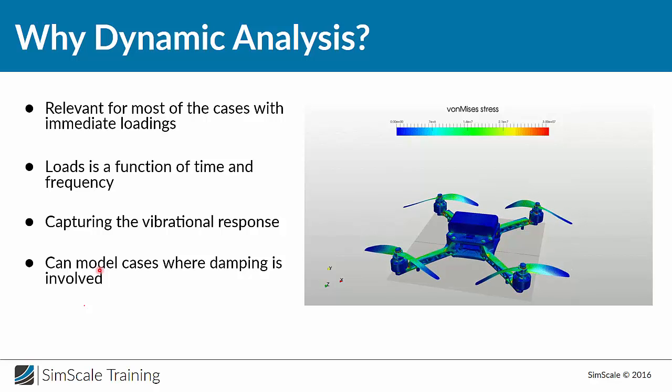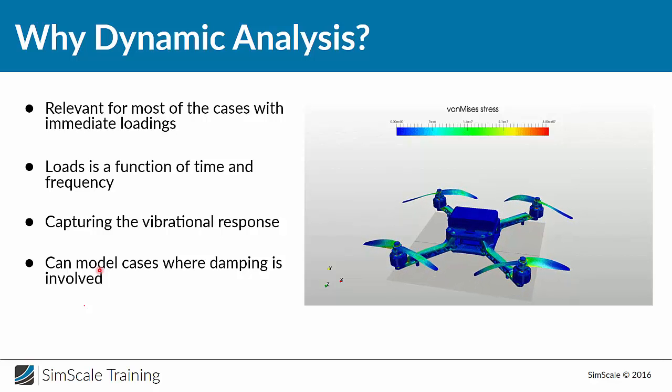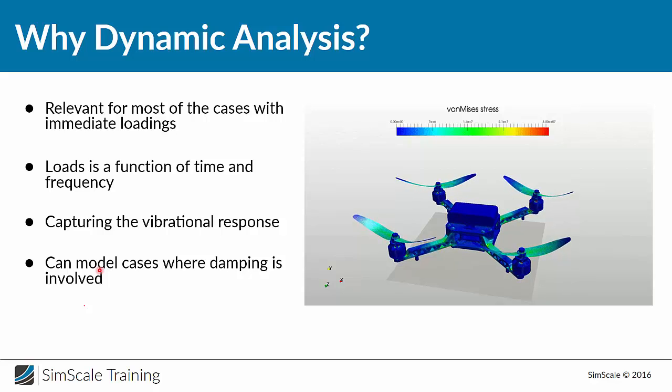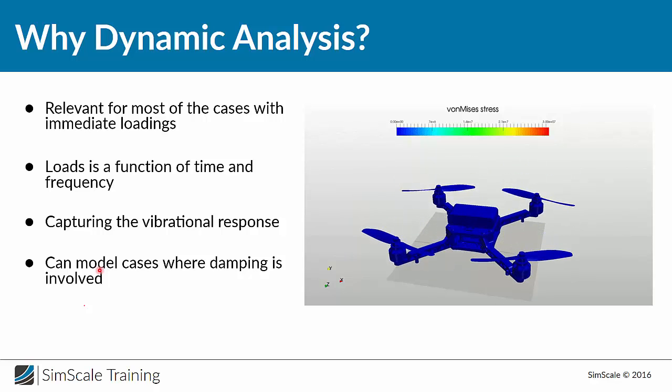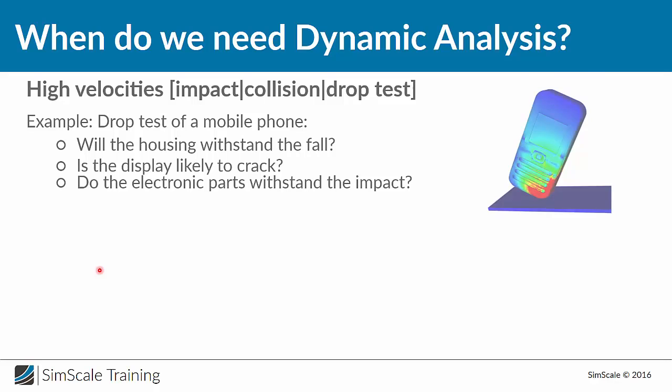And in the end, what is common to all dynamic analysis types is that we have model cases where damping is involved as well as inertial effects. And just to give you some examples, when do we need this kind of analysis? A very good example is everywhere where we have high velocities, for example, an impact at a collision or a drop test. And in the right corner, you can see one example simulation from our public project library. This is a drop test of a mobile phone.